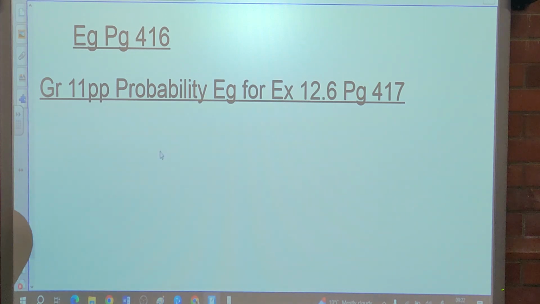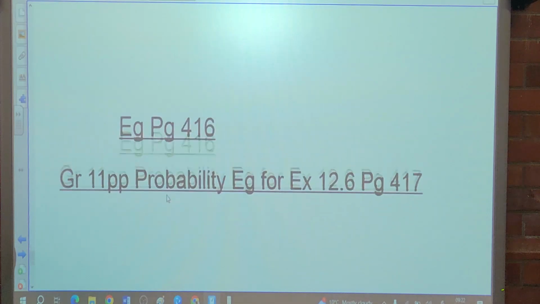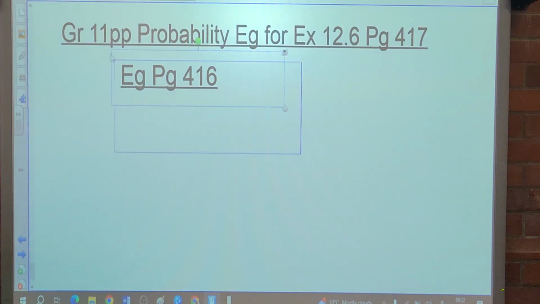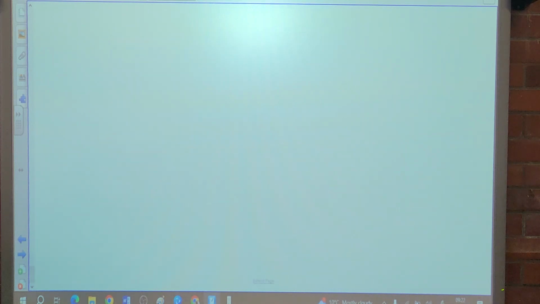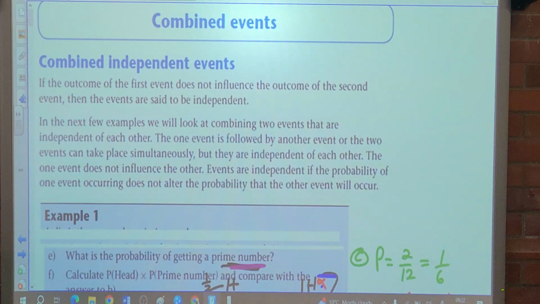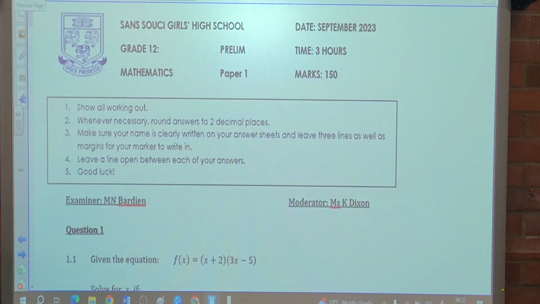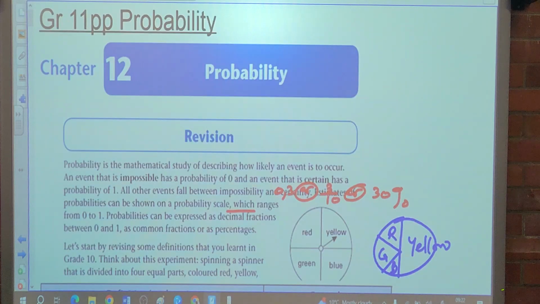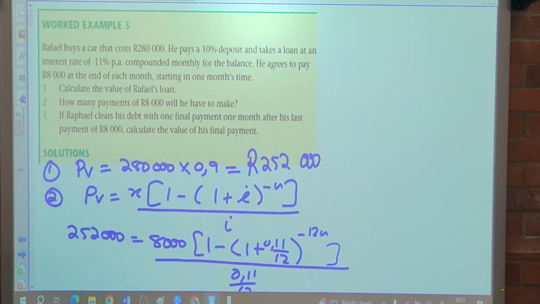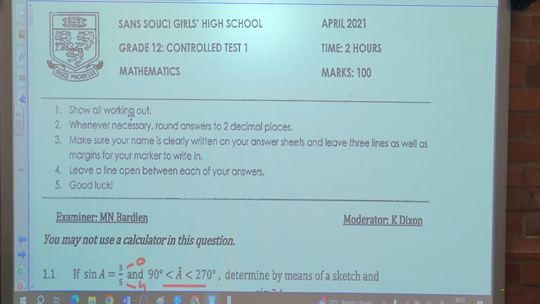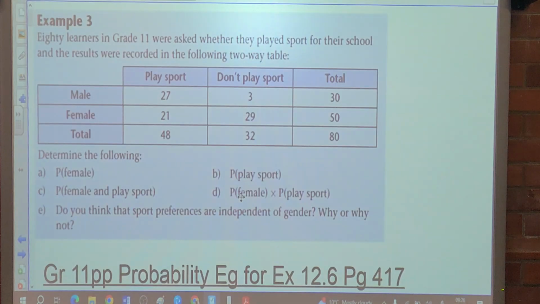Let's look at example 3. Example 3 is on page 416. Pause here quickly. And I've cut it already. Okay, sorry about that. So let's look at example 3 quickly.